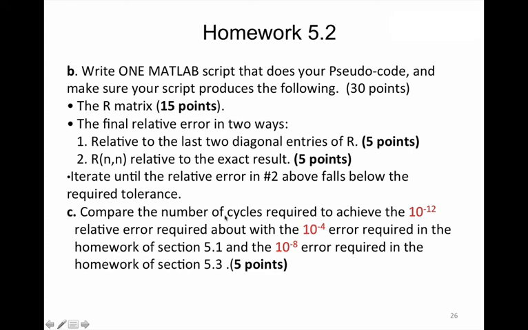And then finally, look at the number of cycles that you had in the trapezoidal rule, that was homework 5.1, in the Simpson's rule, which was 5.3, and finally this one, which is 5.2. And remember, you were only iterating to 10 to the minus 4th in the trapezoidal rule, and you were iterating to 10 to the minus 8th in the Simpson's rule, but you had to iterate to 10 to the minus 12th in this rule. So I want those numbers compared of how long it took relative to the number of cycles to get these different requirements done. And I think you'll be surprised at just how well that Simpson's rule actually works.